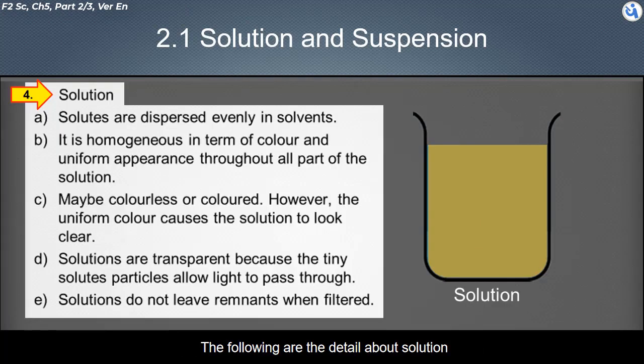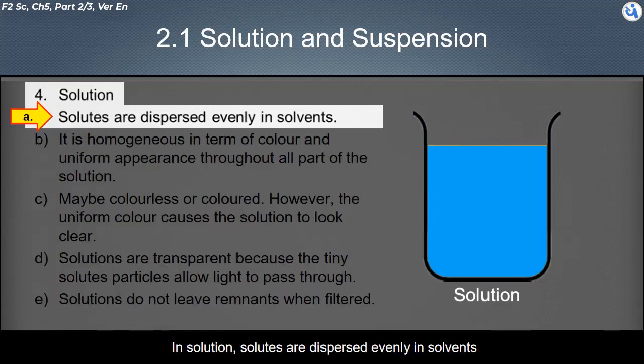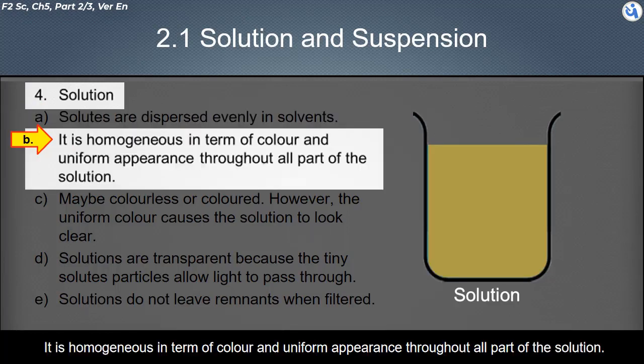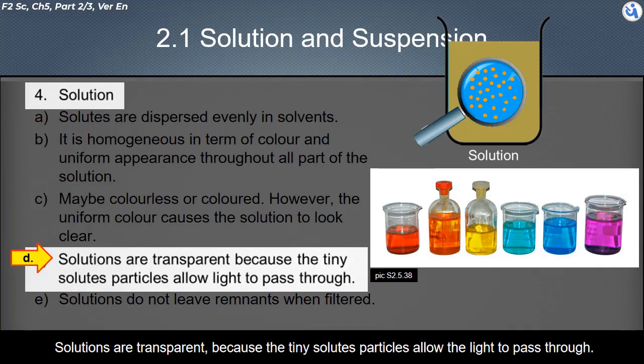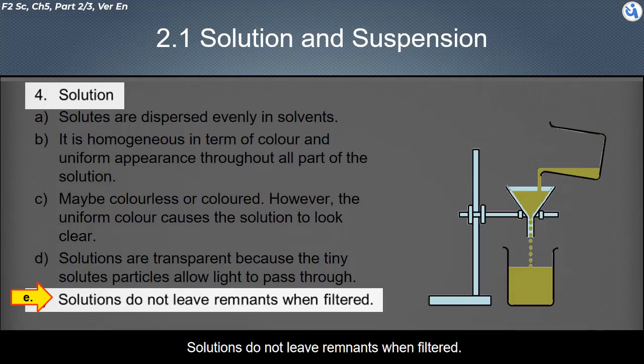The following are the details about solution. In a solution, solutes are dispersed evenly in solvents. It has homogeneous color and uniform appearance throughout all parts of the solution. A solution may be colorless or colored. However, the uniform color causes the solution to look clear. Solutions are transparent because the tiny solute particles allow light to pass through. Solutions do not leave remnants when filtered.